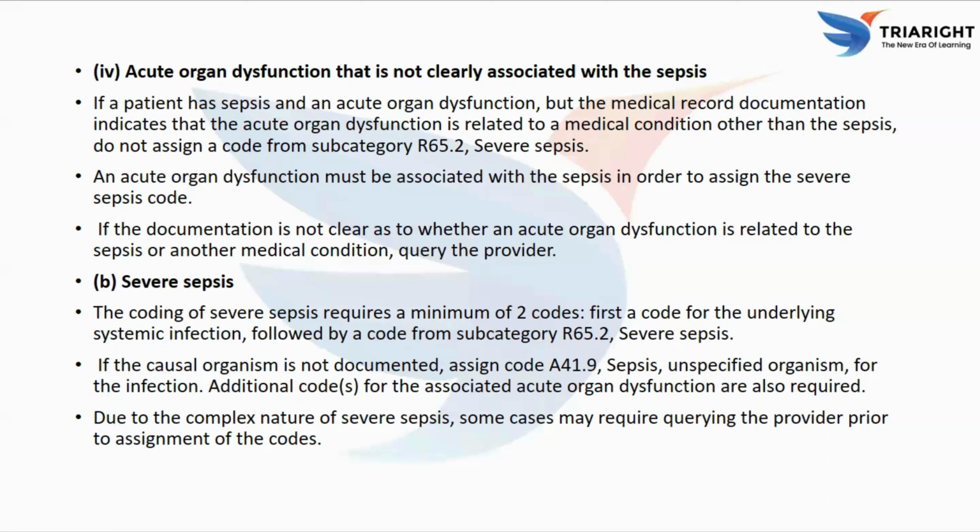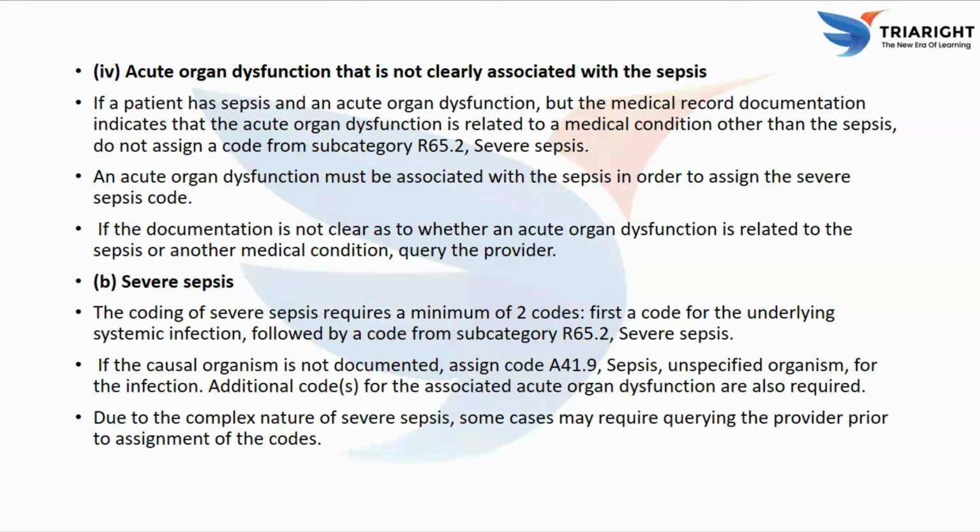So always remember, when you have to code severe sepsis, you need three things to be confirmed: sepsis, organ dysfunction, and a clear link between sepsis and the organ dysfunction. And what are the required codes? The underlying condition or underlying infection, for example, A40.0 sepsis due to streptococcus, A41.9 sepsis unspecified organism. So if the organism is not documented, you have to use A41.9. And R65.2, it is the code for severe sepsis without septic shock or severe sepsis with septic shock.